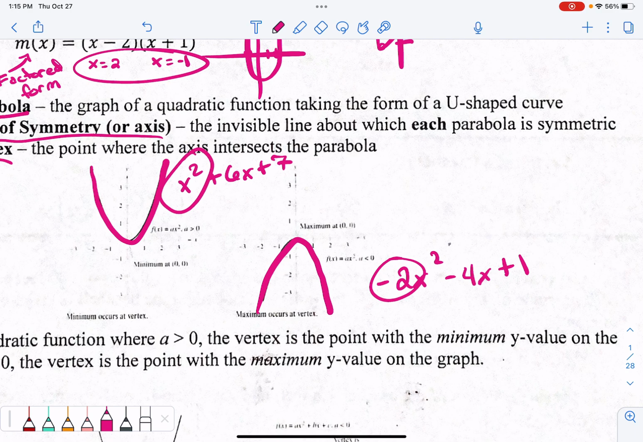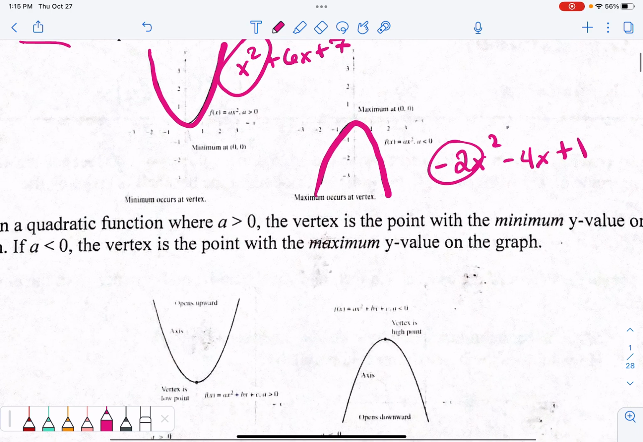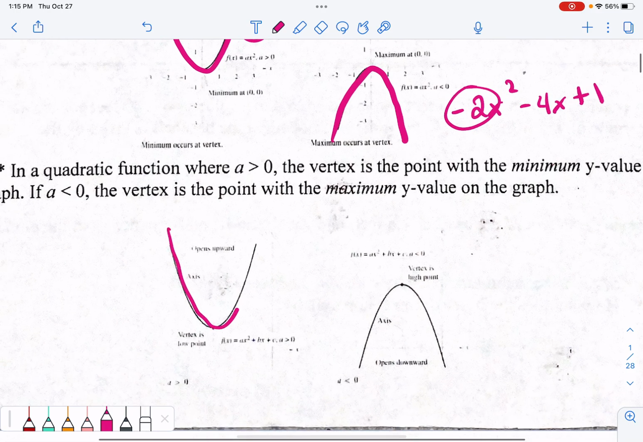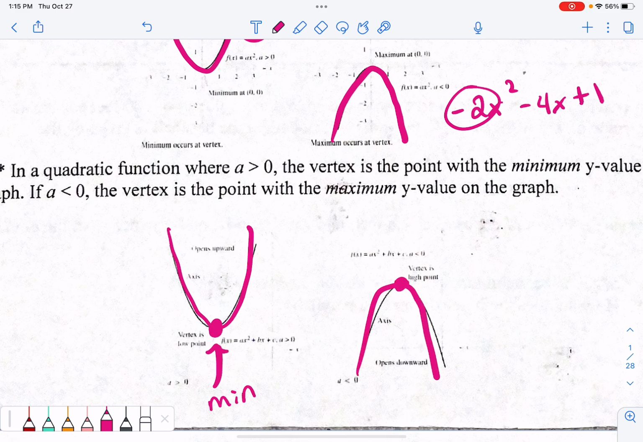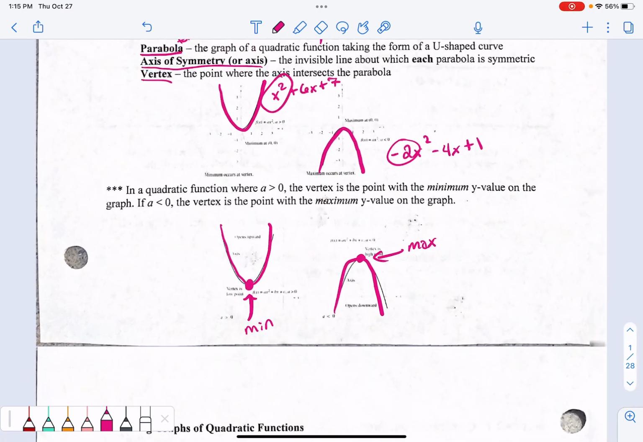So just like if it's a positive x squared or a negative x squared, he's going to face up or down. If he faces up and he's a smiley face, he is going to have a minimum right here. His vertex will be a minimum. If he faces down, he's going to have a high point and his vertex will be a maximum. That just makes sense, right? Minimum versus maximum. That's how that goes. Okay? All right, on the back side, they're going to actually have us find the vertex.